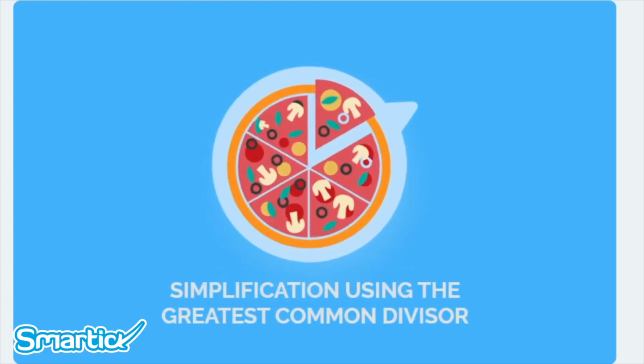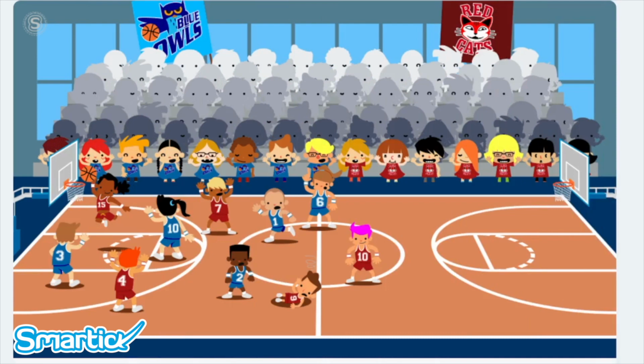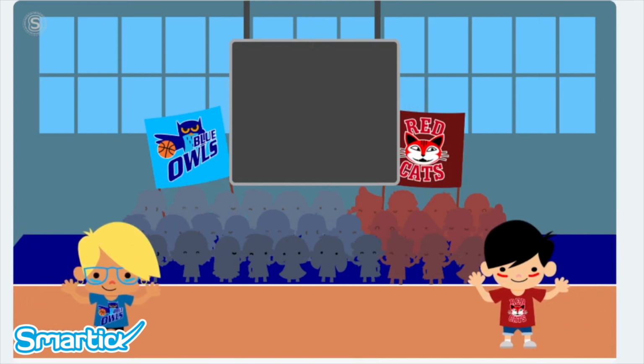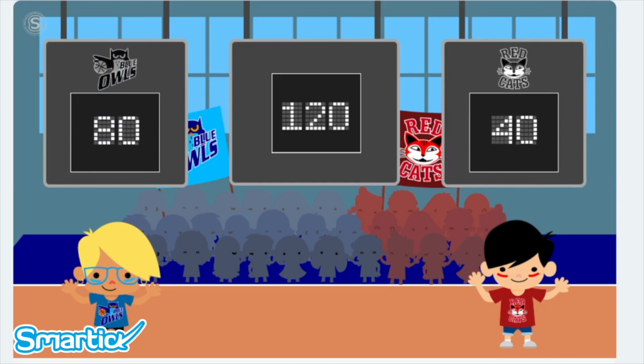Simplification using the greatest common divisor. Eva and Otto are watching a basketball game in which their favorite teams were playing against each other. Otto's team is called Red Cats, and Eva's, the Blue Owls. They know that there are a total of 120 spectators in the gym, and they also know that the crowd is separated into 80 Blue Owls fans and 40 Red Cats fans.